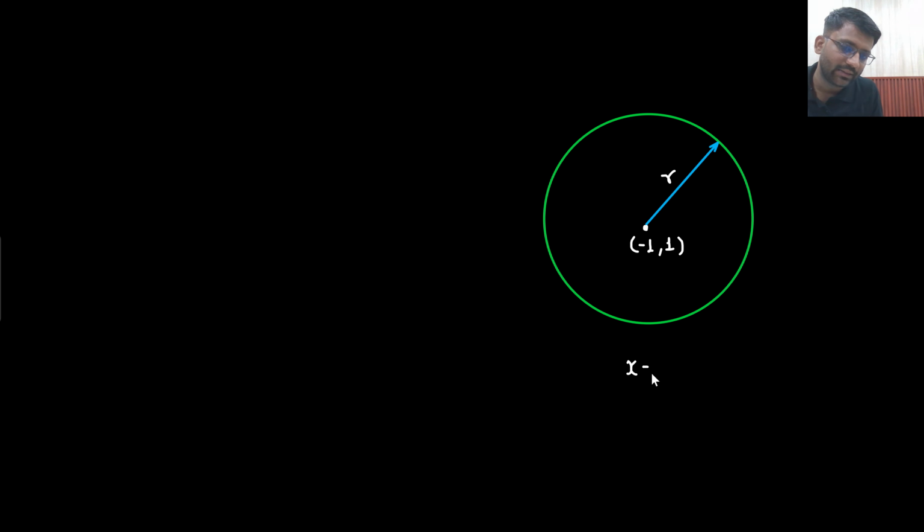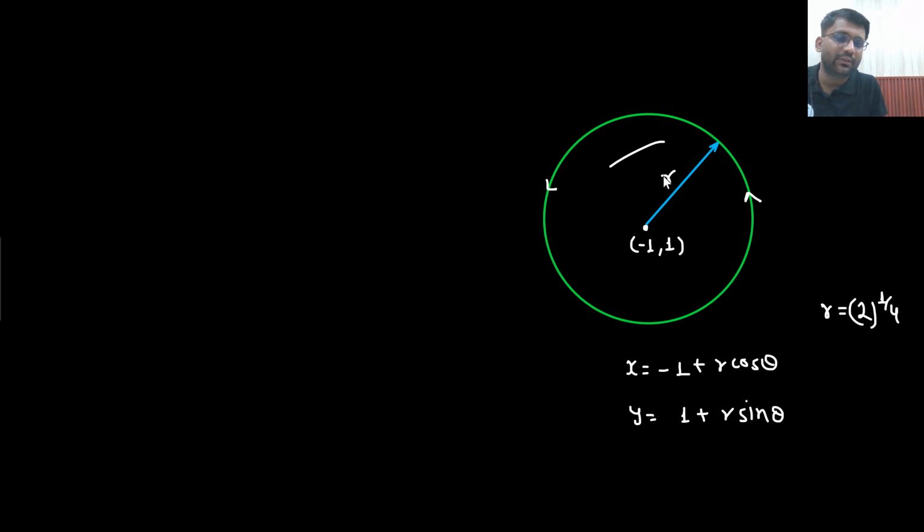So what is the value of x? X I am assuming as minus 1 plus r cos theta, and y I am assuming as 1 plus r sin theta. So if I am moving on this particular circle, what is the value of r? Sir, r is constant, that is equal to 2 to the power 1 by 4. When you are moving on the circle, r equals 2 to the power 1 by 4. So what is the value of x? Sir, the value of x will become 2 to the power 1 by 4 cos theta, and y is 2 to the power 1 by 4 sin theta.